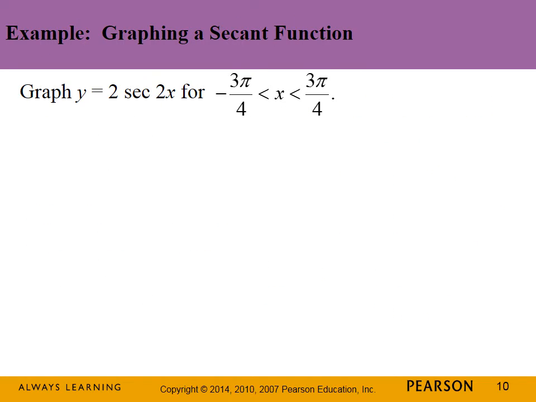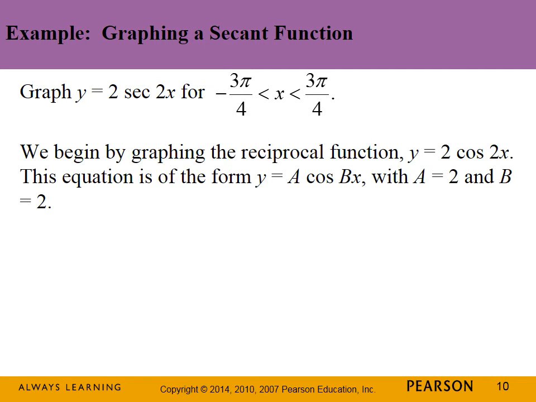The next example, we're going to graph y equals 2 secant of 2x over the interval from -3 pi over 4 to 3 pi over 4. And this time we'll break down the steps a little bit more, how to get the cosine graph. So we're going to begin by graphing the reciprocal function y equals 2 cosine 2x.